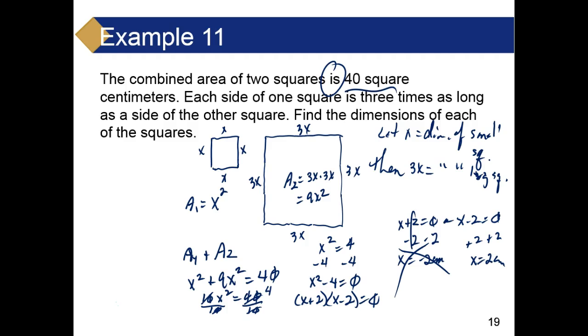Good deal. See, these word problems are fun, aren't they? No. Yes. Okay. Well, we sure hope so.